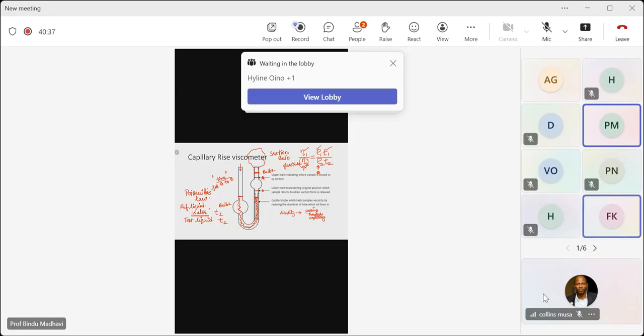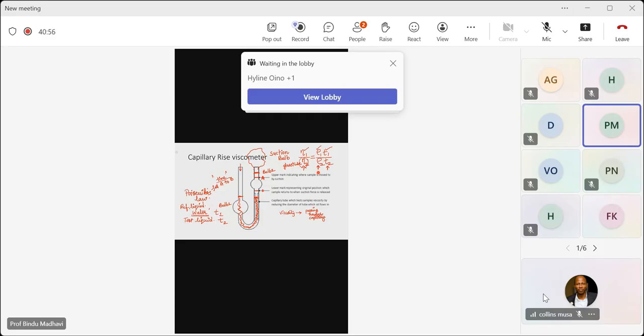Eta 2 is the viscosity that we want to measure. Rho 2 is the density of the liquid. And T2 is the time taken by the liquid to fall from A to B. So it is that simple to use a capillary viscometer.